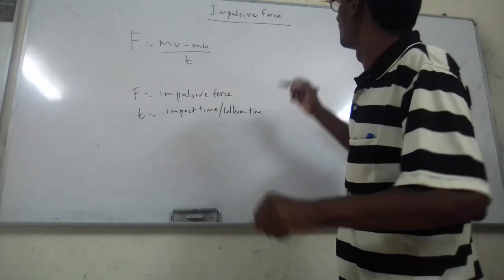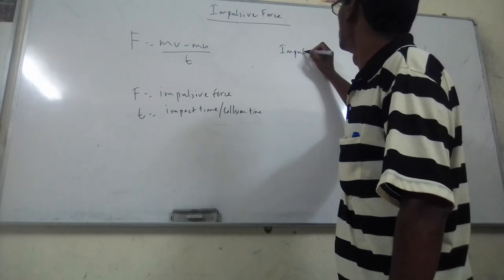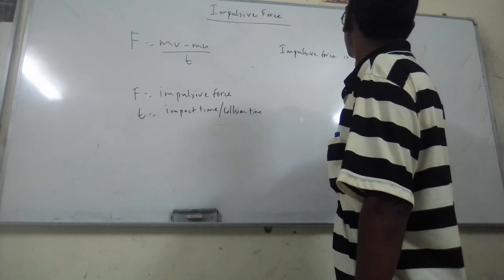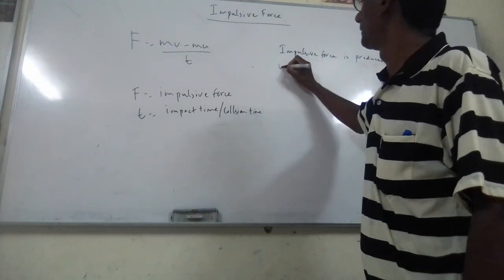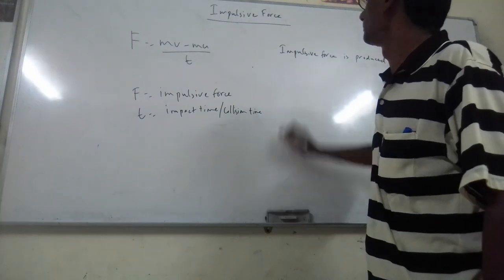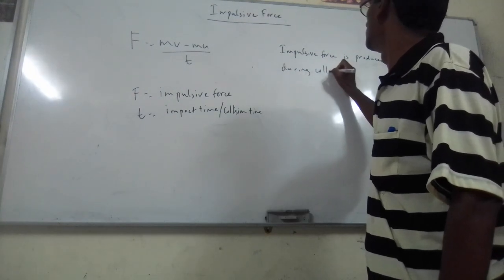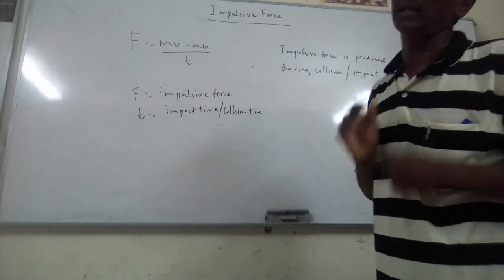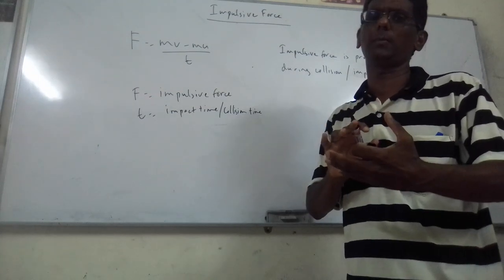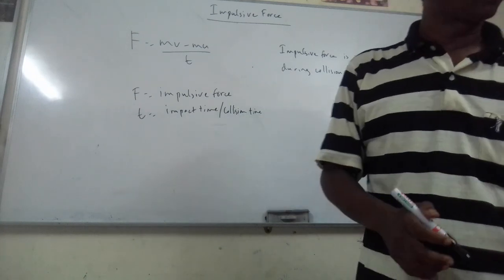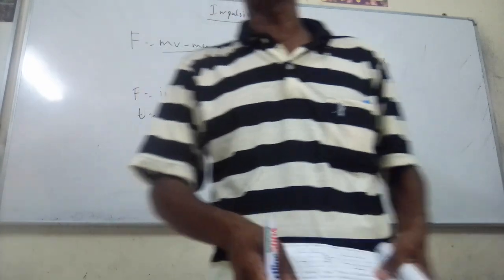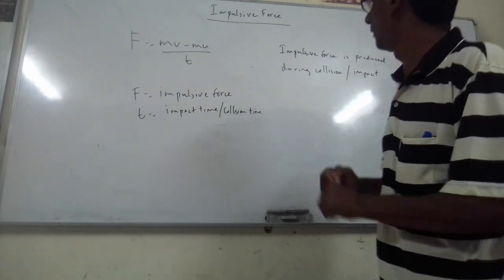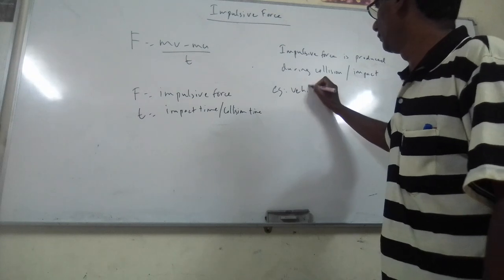This impulsive force is produced during collision, or some kind of impact. Impact means kesan pelanggaran, or kesan pertembungan. So impulsive force is produced during collision or impact, for example, vehicle collision.